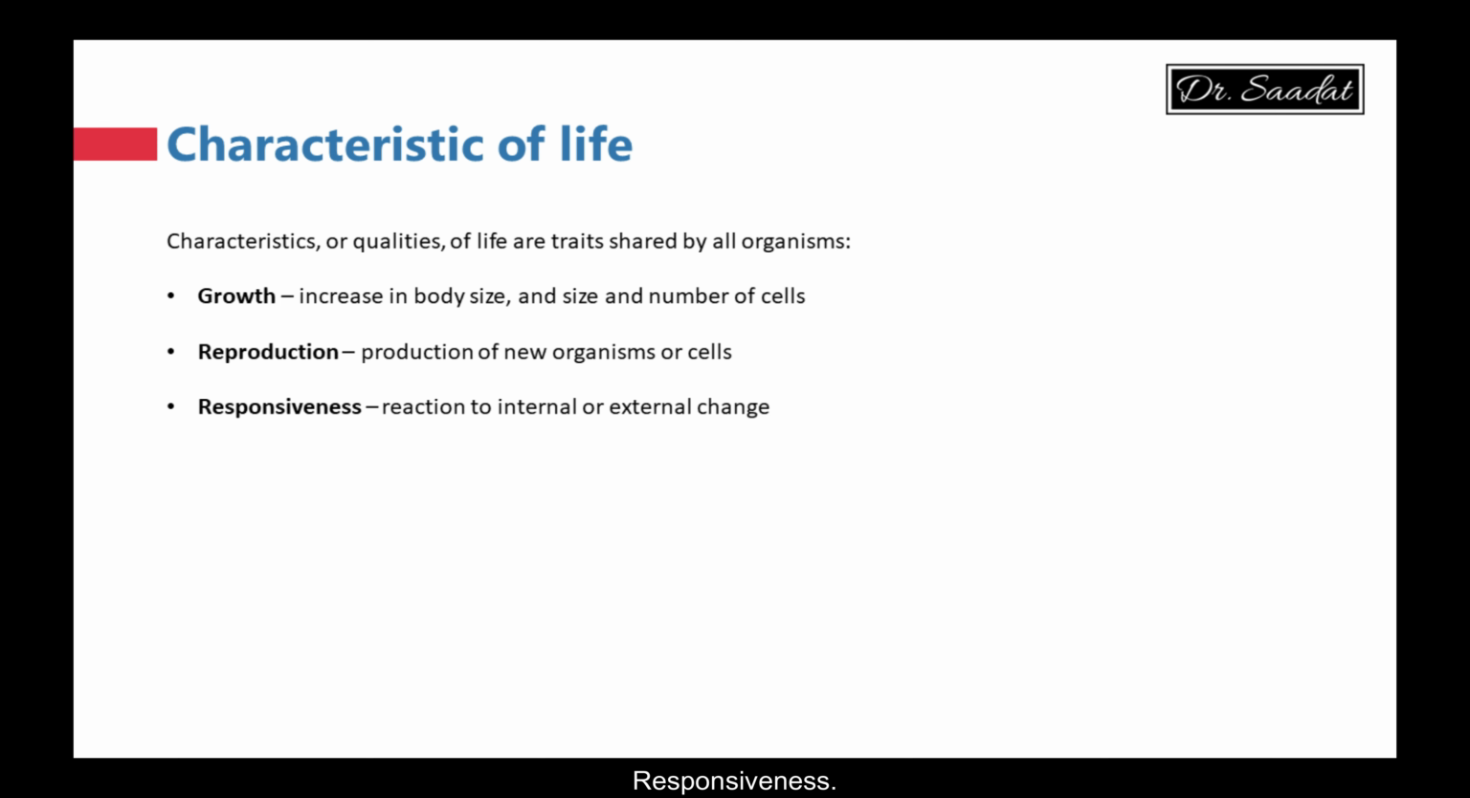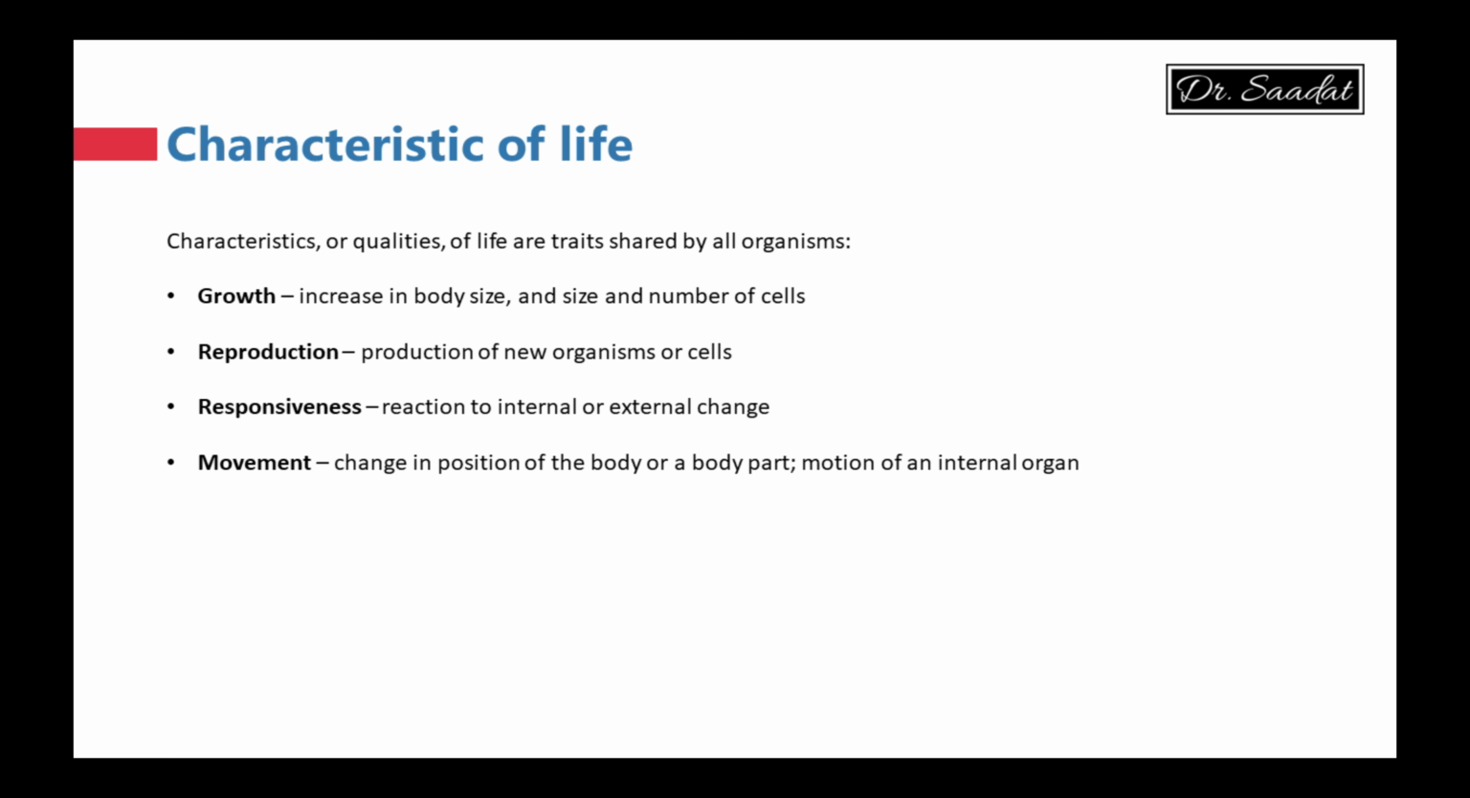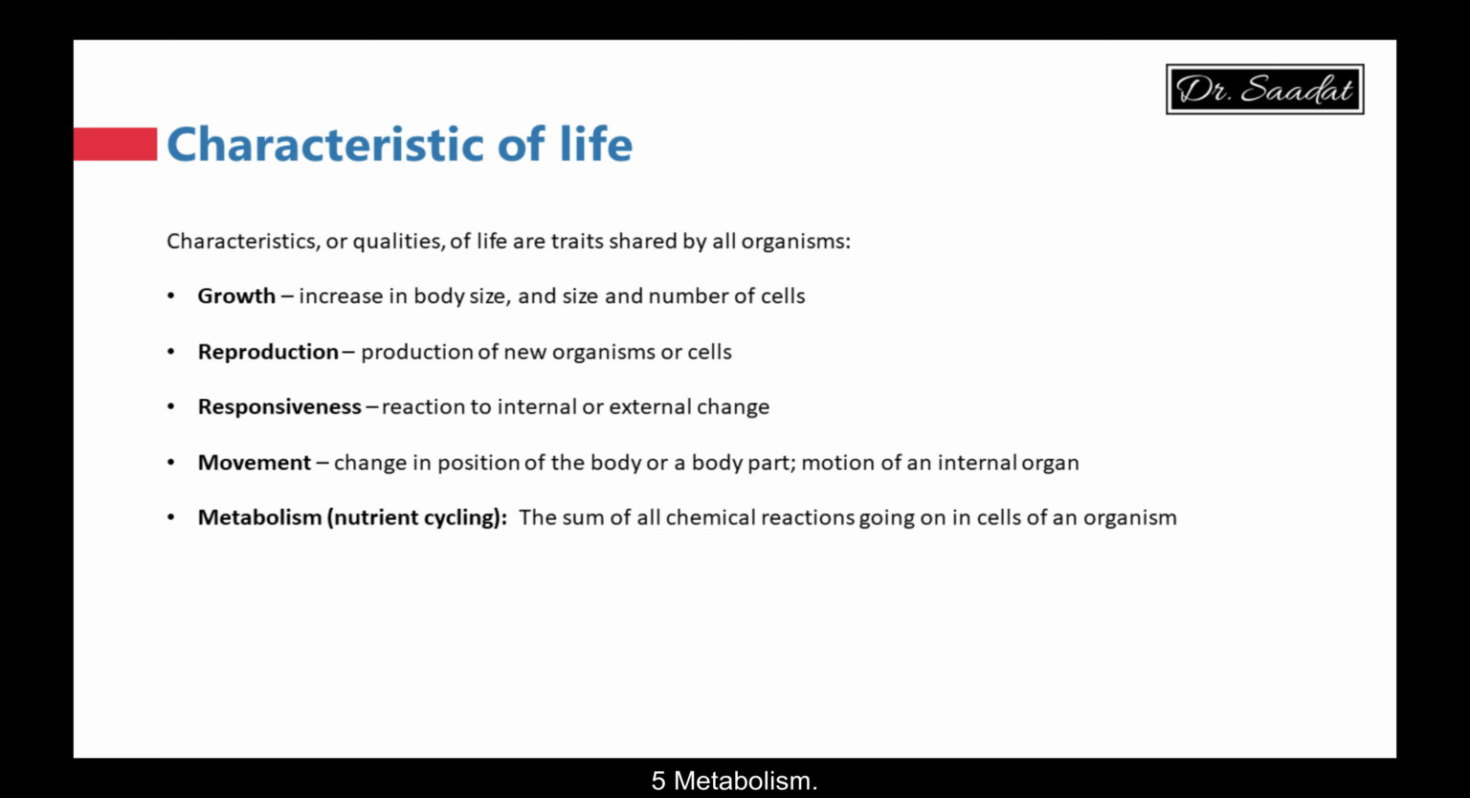3. Responsiveness. Organisms can detect and respond to stimuli. This allows them to maintain a relatively stable internal environment. 4. Movement, change in the position of the whole body or body parts, or motion of internal organs. 5. Metabolism. This refers to the complex set of chemical reactions that occur within an organism's cells. These reactions break down nutrients for energy, build and repair tissues, and eliminate waste products.